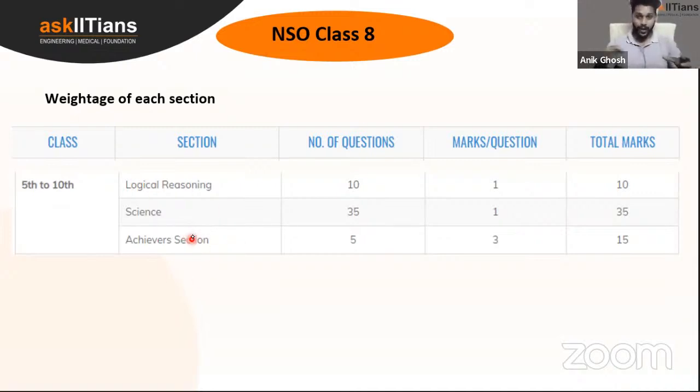So this is the section where you need to save some time from these two sections, and you need to give the entire extra timing to the achiever section, so that you can gain the most number of marks from there.